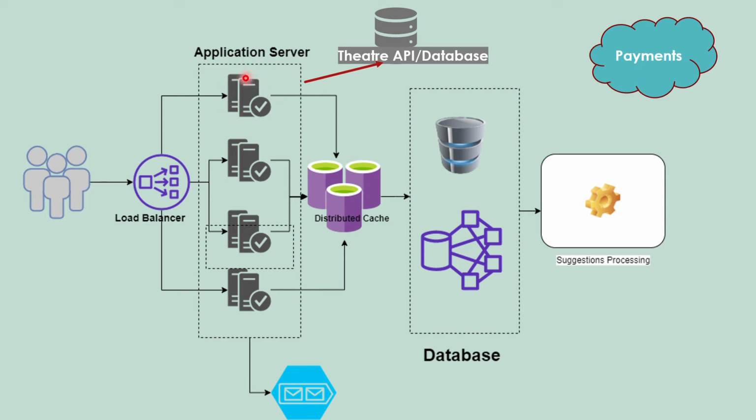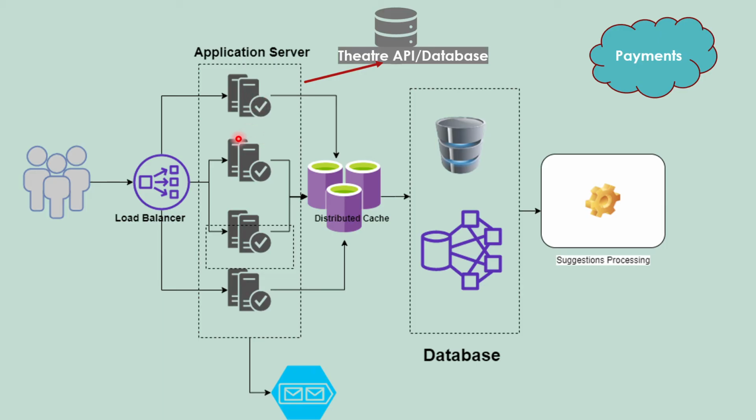If it was just one application server, then maybe we could have handled it as part of the application logic itself. Like in Java, you can handle concurrency using synchronization. But since there are multiple application servers here, you cannot use synchronization at the application level.